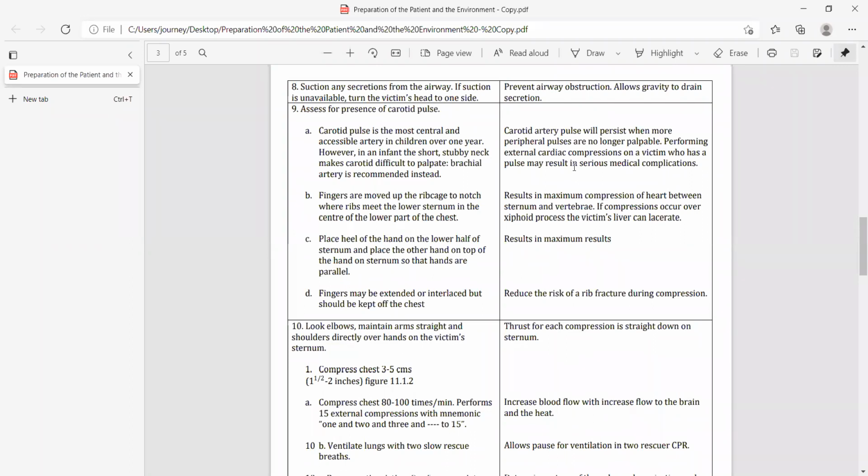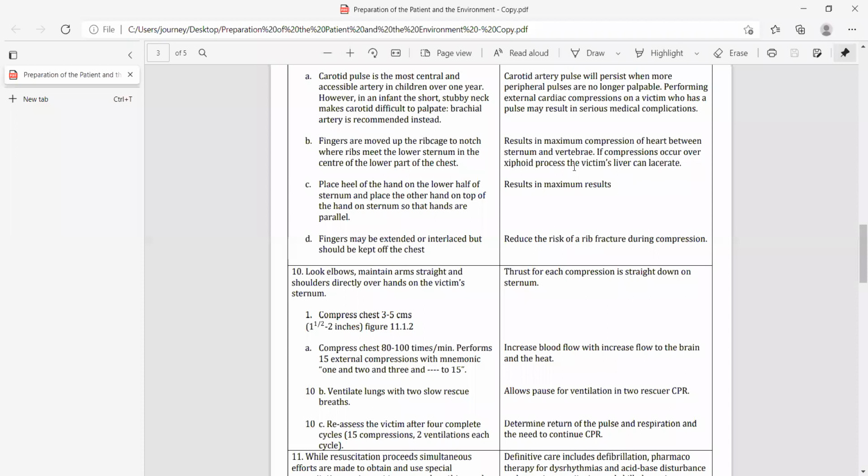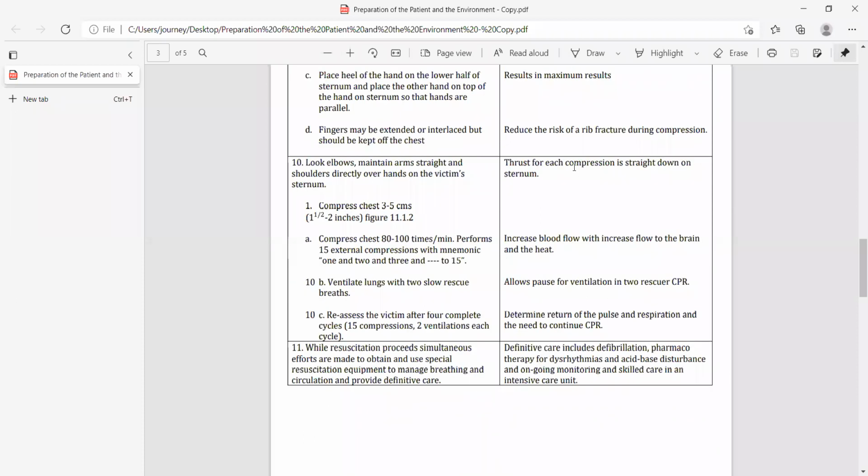And then fingers may be extended or interlaced, but should be kept off the chest. So our fingers may be extended or interlaced, but should always be kept off the chest, okay. This will reduce the risk of rib fracture during compression. So the fingers should be kept extended or interlaced, but off the chest. Why? Because this reduces the risk of our ribs fracturing during compression, when we give compression, okay.